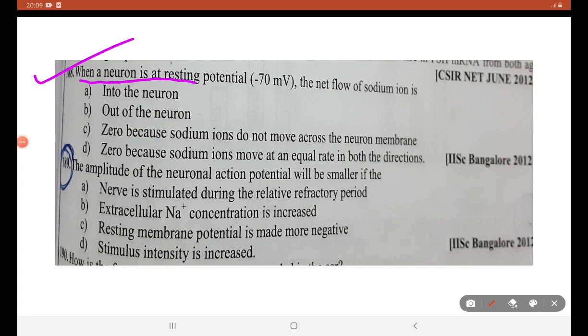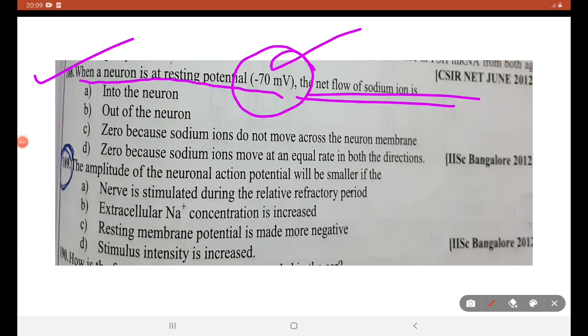When neuron is at the resting potential, minus 70 mV, the net flow of sodium ion is. This is resting potential and there is no stimulus. So movement is 0, because sodium ion does not move across the membrane. This is the right answer.